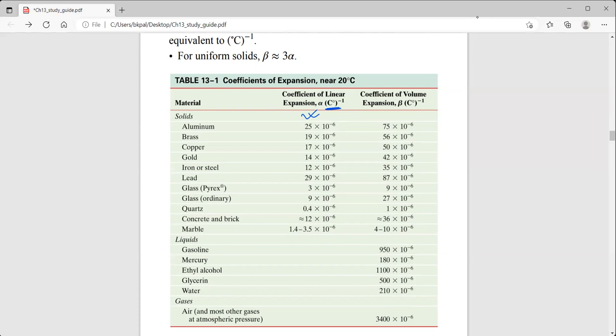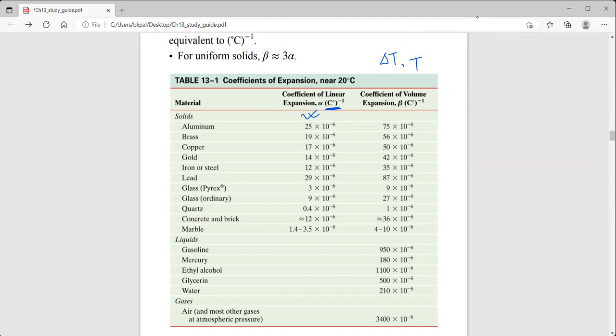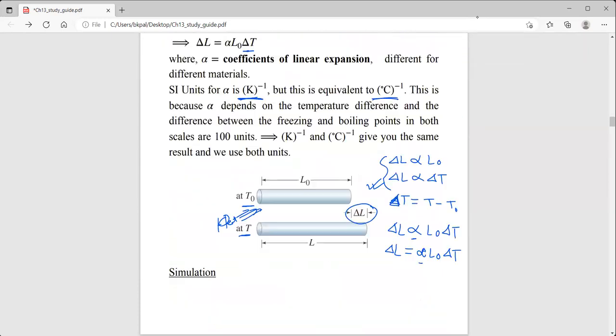if your equation involves a quantity that is delta T. Okay, if it is only T, you cannot use that. So if there is a term which is change in temperature, then you can use this. Okay, all right.